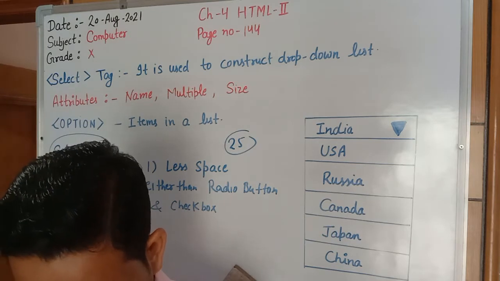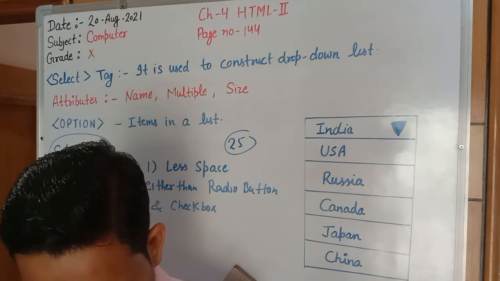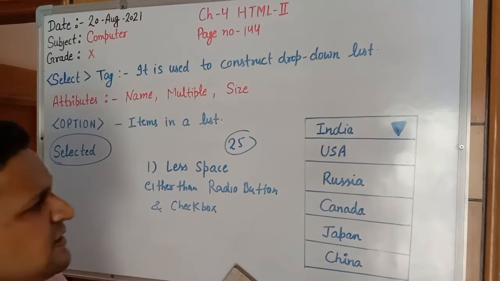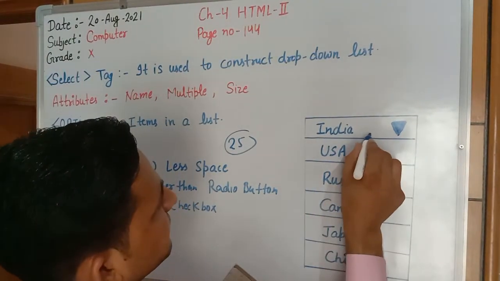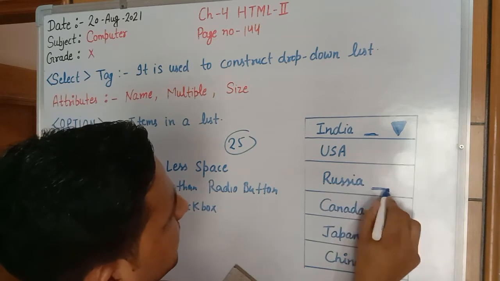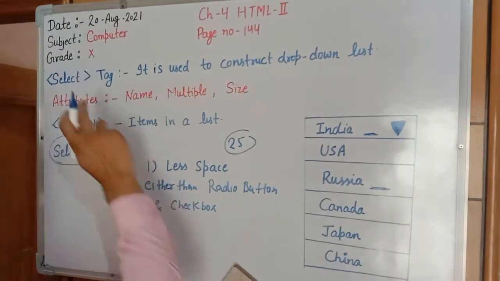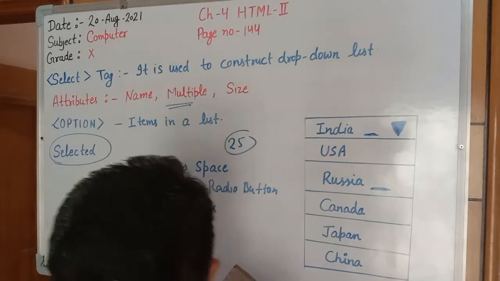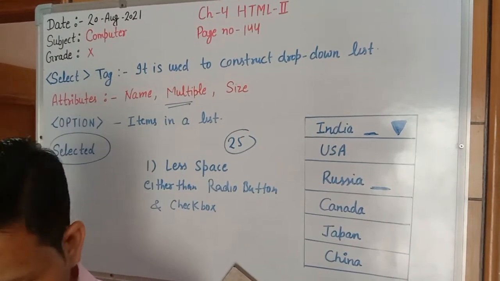If multiple item selection is enabled, the user needs to hold the control key to select additional items. Like, I want to display that this item is auto selected. That is also possible in the select tag. For that, the multiple attribute is used. Next point, size. We have to define the size of the list.